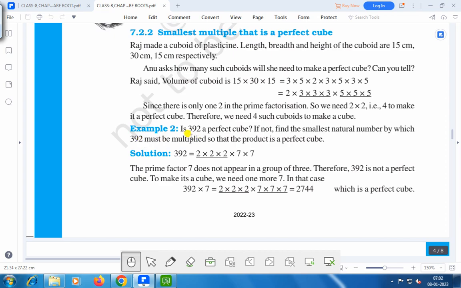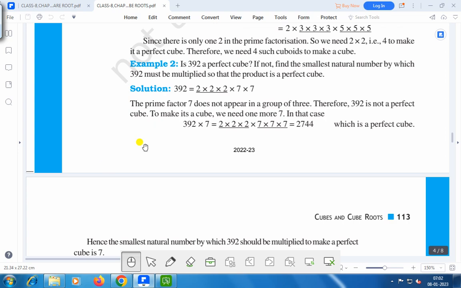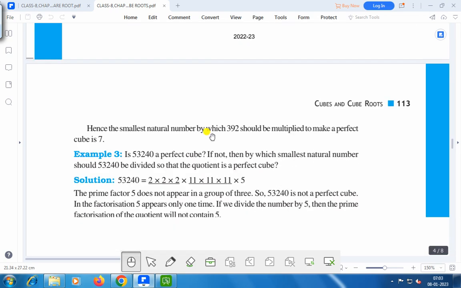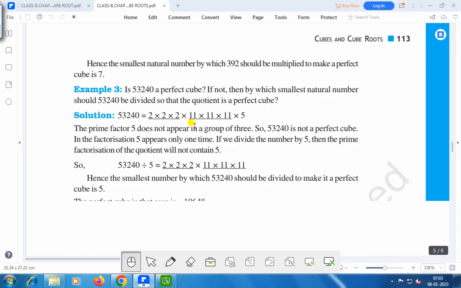Example 2. Is 392 a perfect cube? If not, find the smallest natural number by which 392 must be multiplied so that the product is a perfect cube. 392 is 2 into 2 into 2 into 7 into 7. The prime factor 7 does not appear in a group of 3. Therefore, 392 is not a perfect cube. To make it a cube, we need one more 7. In that case, 392 into 7, that is 2 into 2 into 2 into 7 into 7 into 7, is 2744, which is a perfect cube. The smallest natural number by which 392 should be multiplied to make a perfect cube is 7.